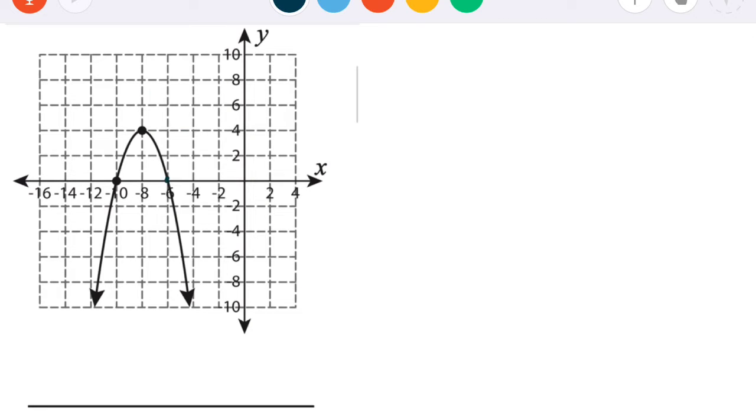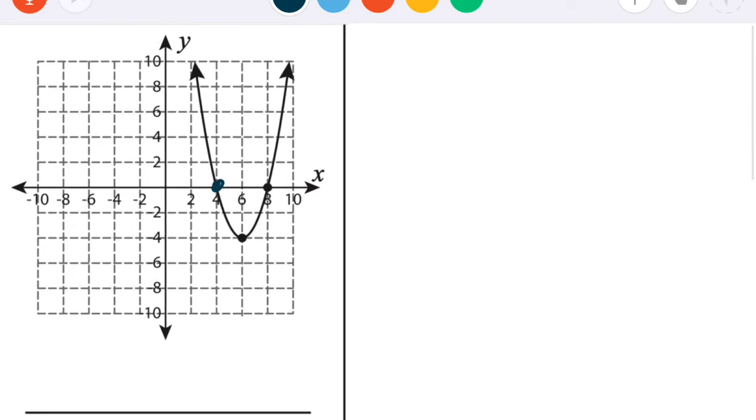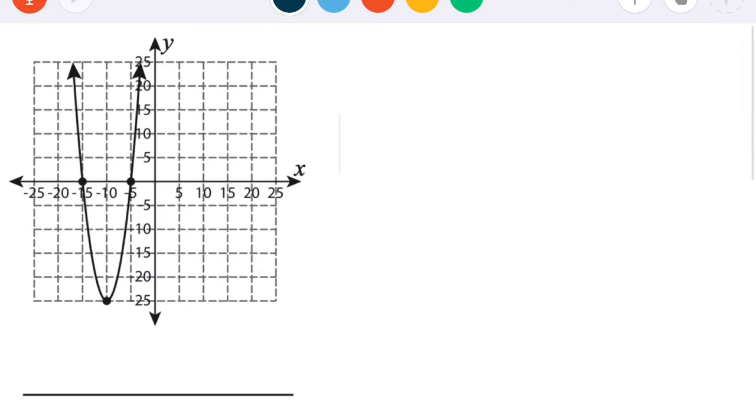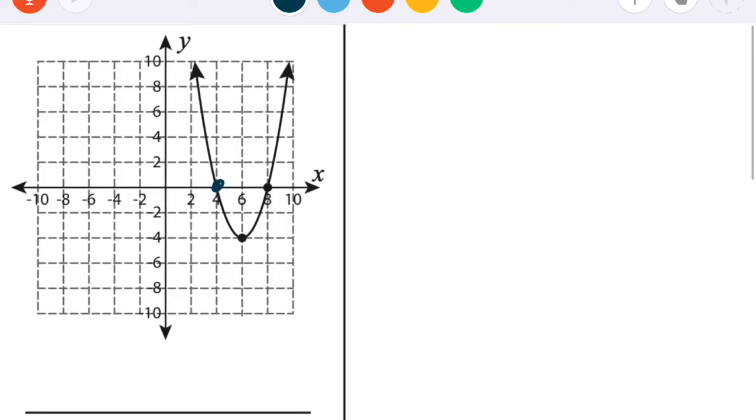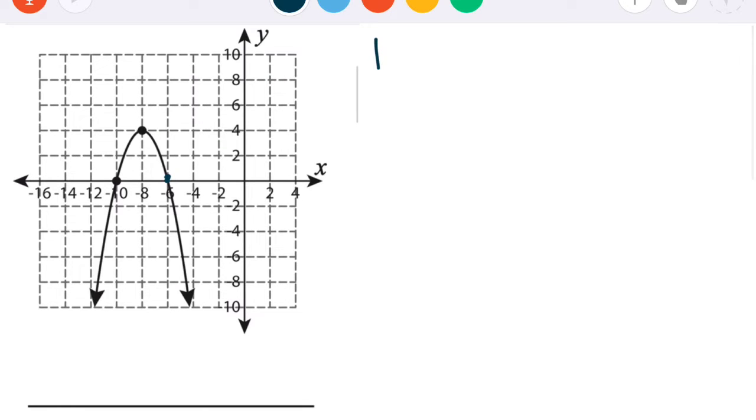If you take a look at this graph here, we have a very distinct U-shaped graph. If I go forward to these other examples, as you can see, it is a U-shaped graph as well. This is what's going to happen when we graph quadratics. This is called a parabola. That's how you spell parabola. That is just what this U-shaped graph is called, and we're always going to have a parabola when we're graphing quadratics.